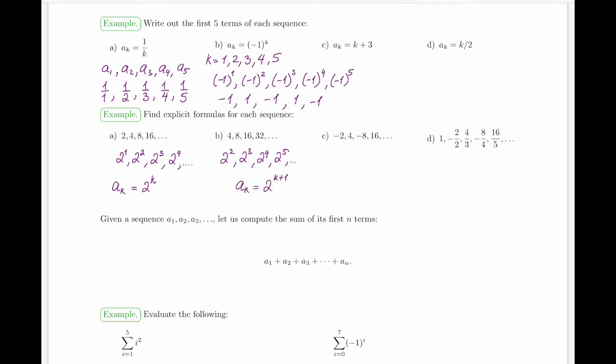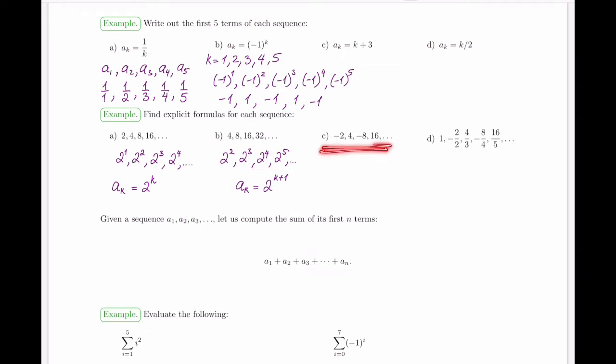So it looks like if all I do is raise the power by 1, I'm going to be in good hands here. And again, once you've decided on what your formula is, it's a good idea to double check it. So if I plug in k equals 1 now, I'm going to get 2 to the power 1 plus 1, which is 2. Good news. If I compute a_2 and substitute 2 for k, I'm going to get 2 to the power 3, which is the second term here. So that's also good news. Okay, so this looks like it's working just fine.